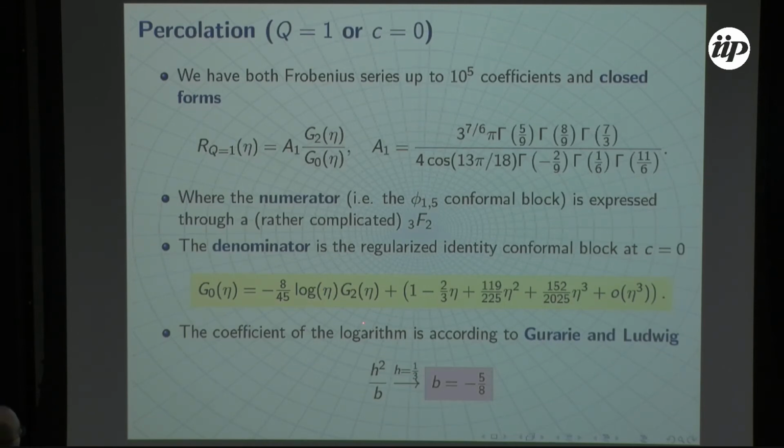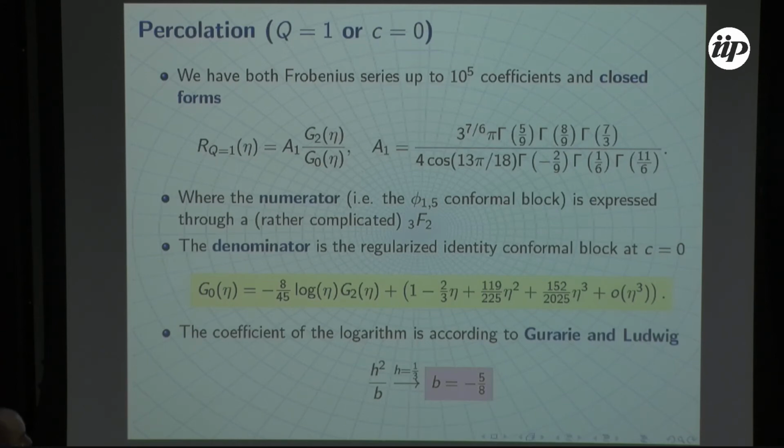No, I think it is dominated by this one, actually. G0 here, this denominator. It's a subleading singularity. Unfortunately, G2 goes to 0 like eta square. So unfortunately, it's not the leading singularity.